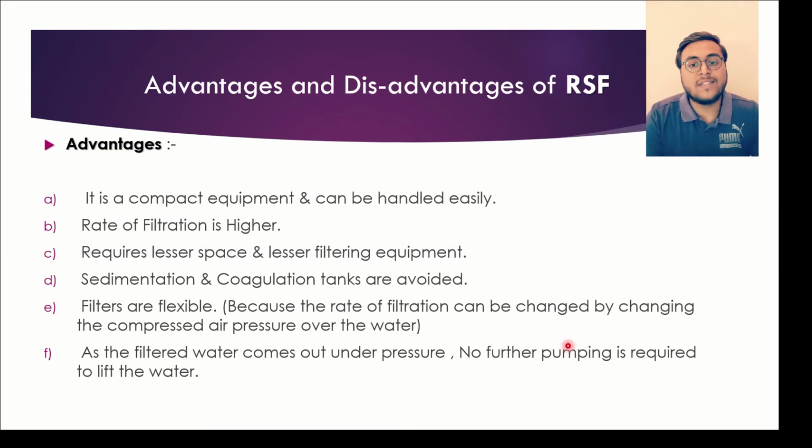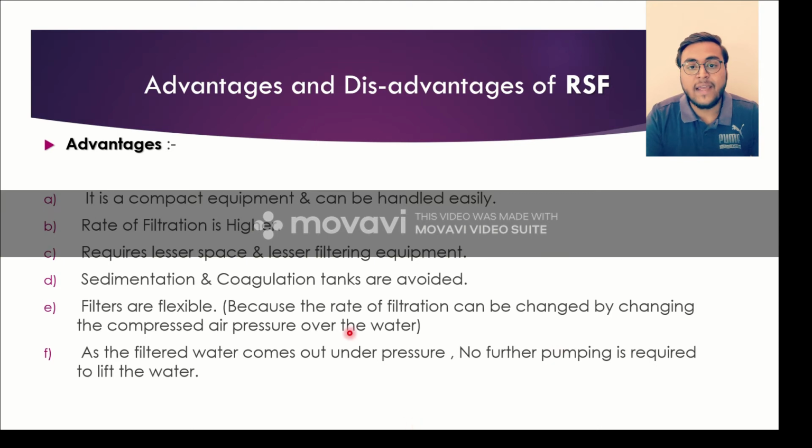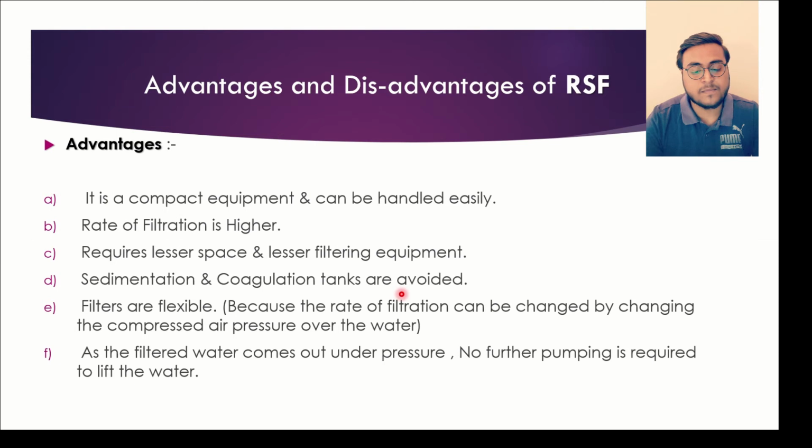Coming to the advantages and disadvantages of rapid sand filters: it is compact equipment and can be handled easily. Its rate of filtration is higher compared to slow sand filters. It requires less space and less filtering equipment than slow sand filters. Sedimentation and coagulation tanks are avoided.